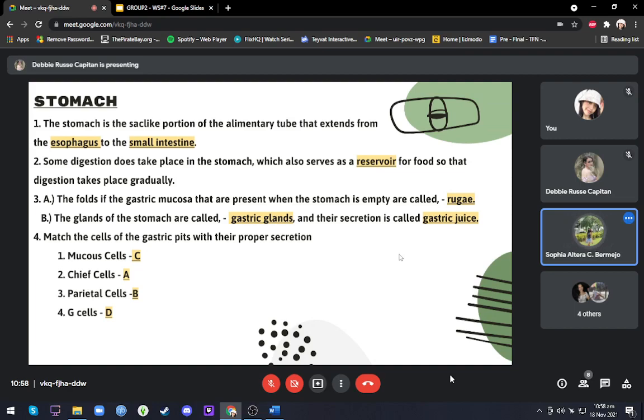Number 4, match the following cells of the gastric pits with their proper secretion. For number 1, the mucous cells, letter C. Number 2, chief cells, letter A. Number 3, parietal cells, letter B. And number 4, G cells, letter D.